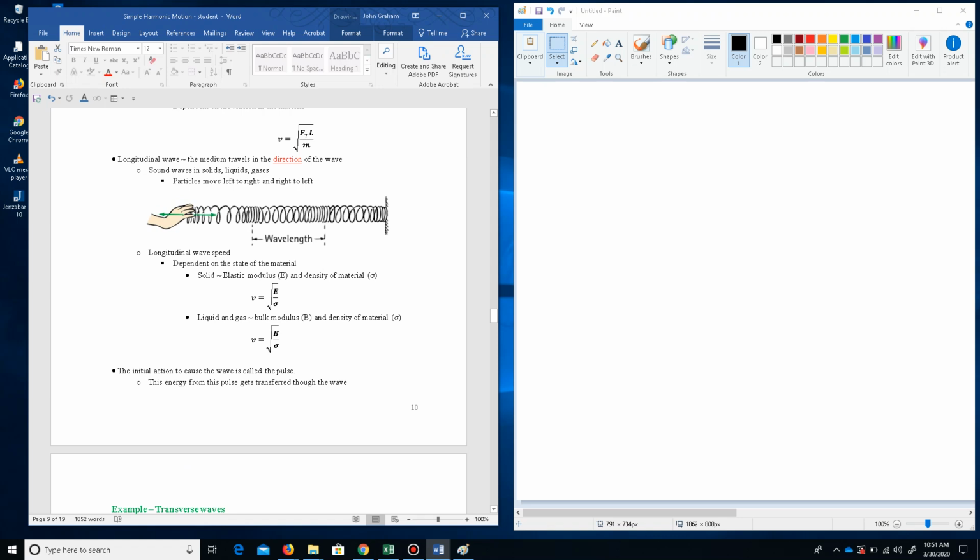But the particles travel back and forth as the wave goes through the medium. And so there's two things we look at here. We look at whether this material is a solid or a liquid or gas.